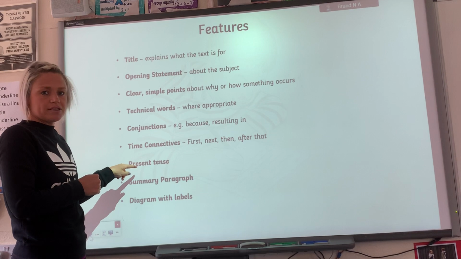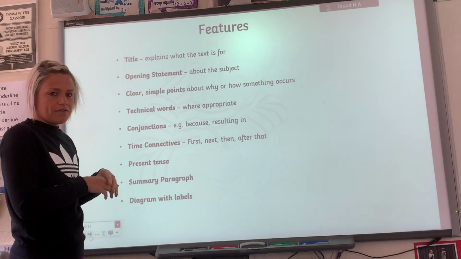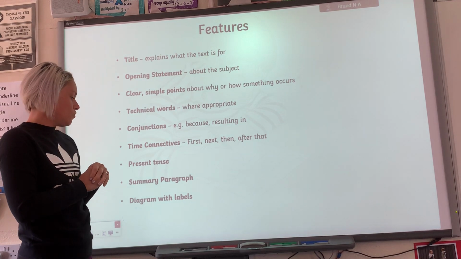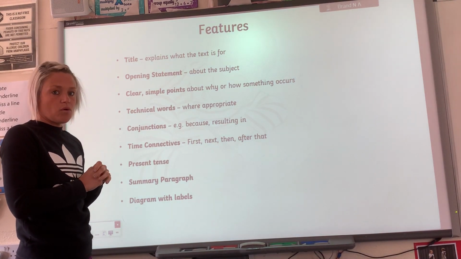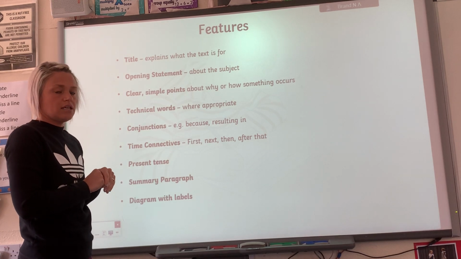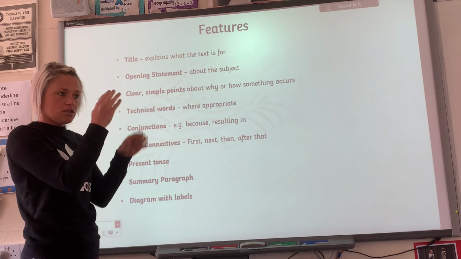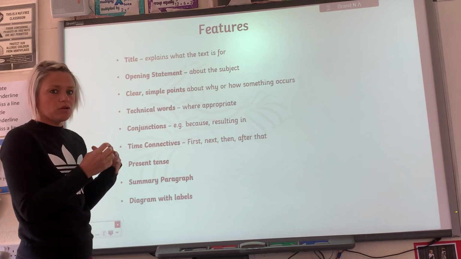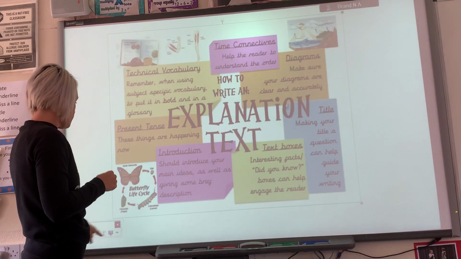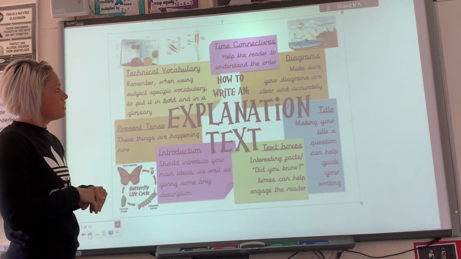We're going to write in the present tense. You're going to try and include a summary paragraph at the end. And you might want to include a diagram with some labels. So lots and lots of things there to consider. Now you will have your success criteria in front of you because that's up on Firefly. So if you work through that, then hopefully that will keep you on track. So a little look at some of the features. So it says how to write an explanation text.